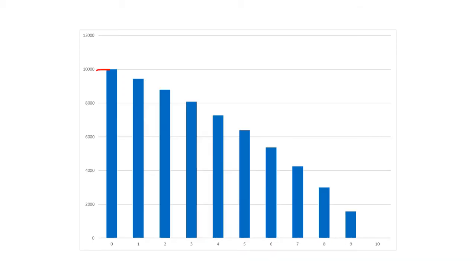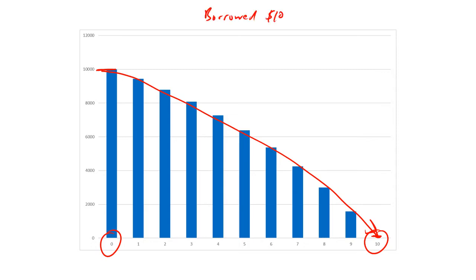Okay, so we're at 10,000 at time zero, and at time 10 we go to zero money, which is what you want to do. So we want that curve down that says our loan is shrinking. So you can see we borrowed 10,000 for 10 years. That could be a simple loan or a secondhand car payments.